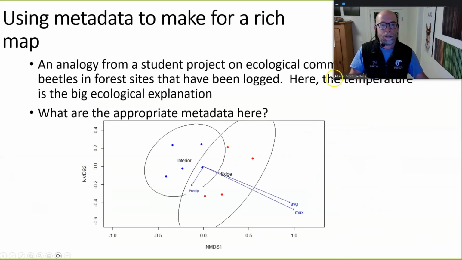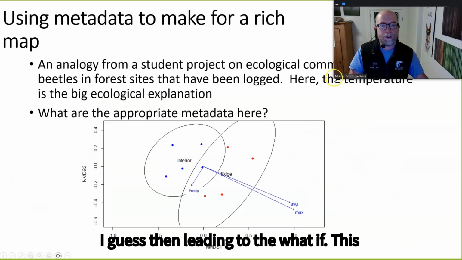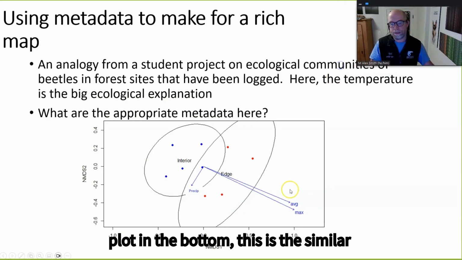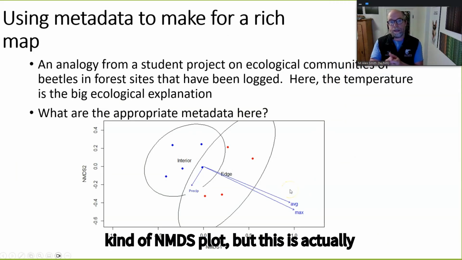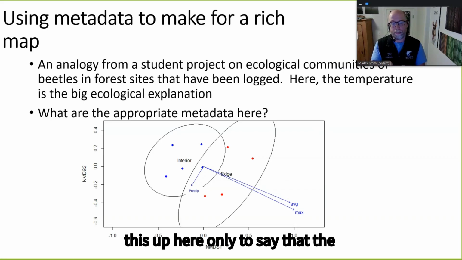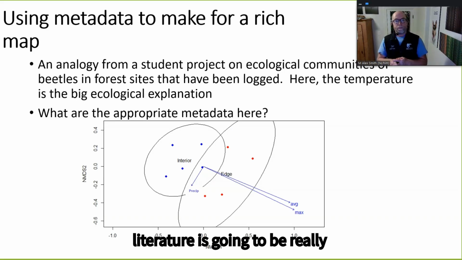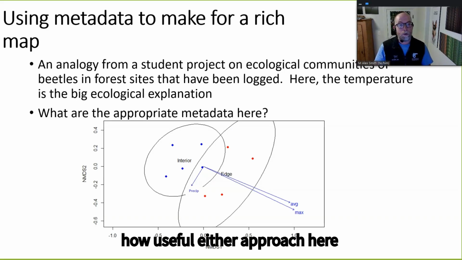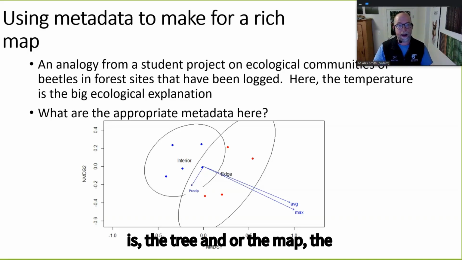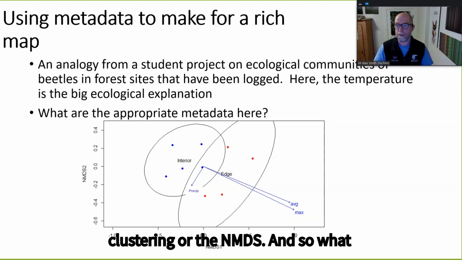And I guess then leading to the what if, the plot at the bottom is a similar kind of NMDS plot, but this is actually ecological data. I wanted to throw this up here only to say that the metadata that you can collect about the literature is going to determine how useful either approach is, the tree and/or the map, the clustering or the NMDS.